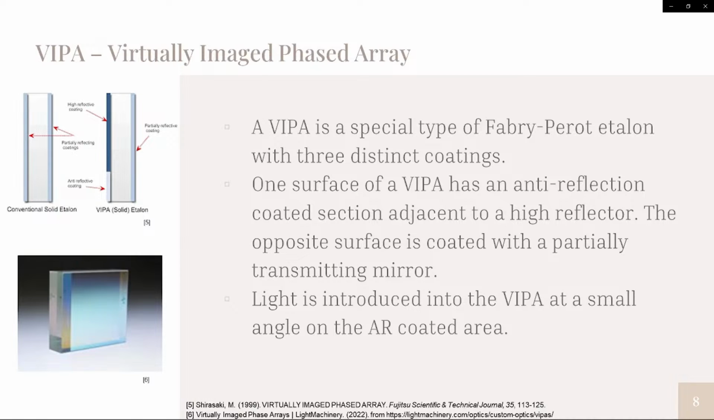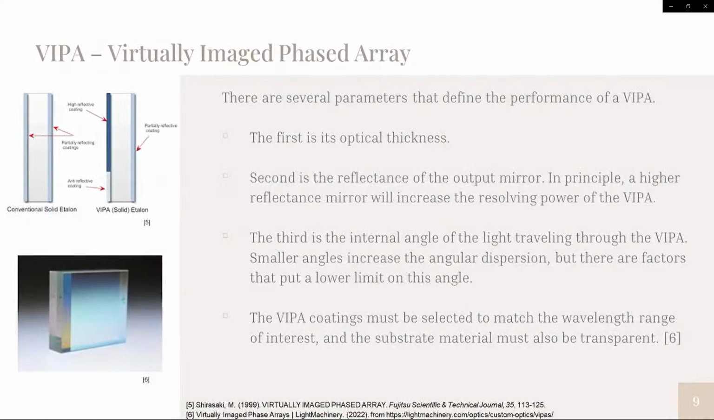There are different parameters that you have to keep in mind before you choose a VIPA for your system. You have to understand that the optical thickness of this VIPA cannot be changed. Once you choose your VIPA, because it has no moving parts, your optical thickness has to be decided before you choose one to buy for your system. And the second is the reflectance of the output mirror, the partially reflective coating. This is the second factor that defines the performance of the VIPA.